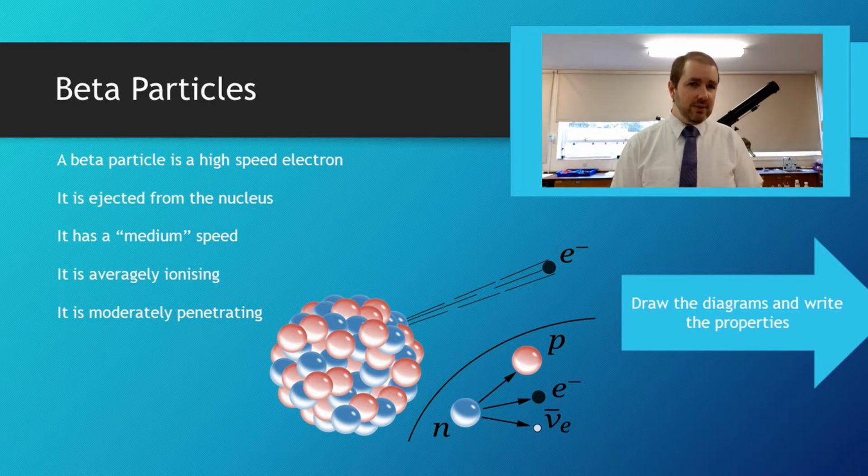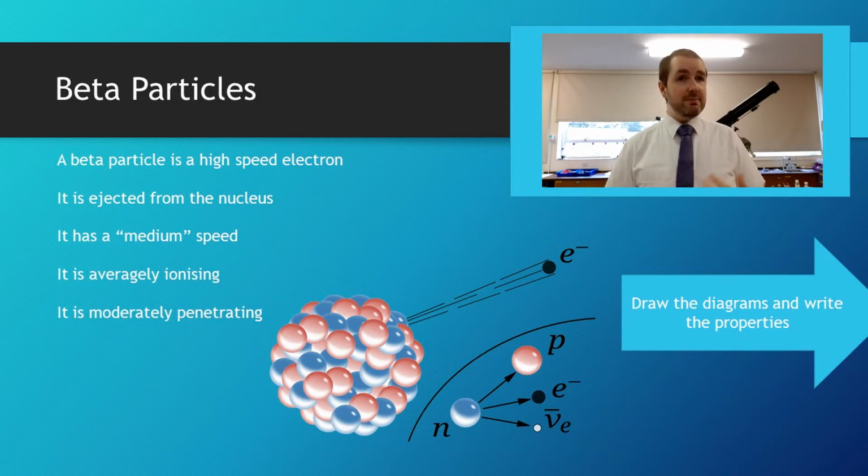Now, in the picture in front of you, you've also got this funny little V symbol there. Don't worry about that. That thing is called a neutrino, and it's just there to solve some interesting energy problems we've got with the whole decay process, and is beyond the scope of GCSE, so don't worry about it.